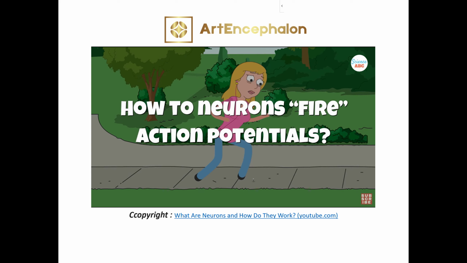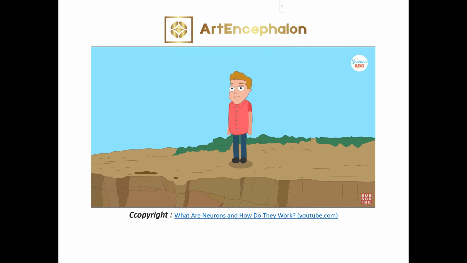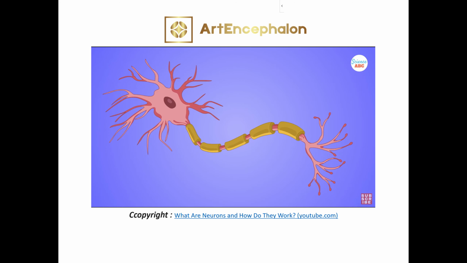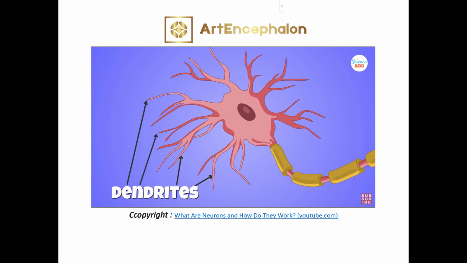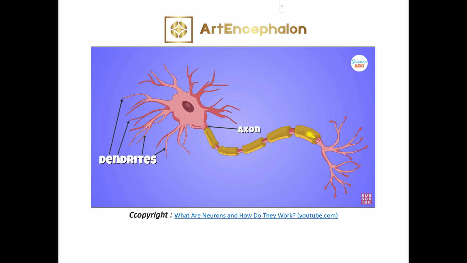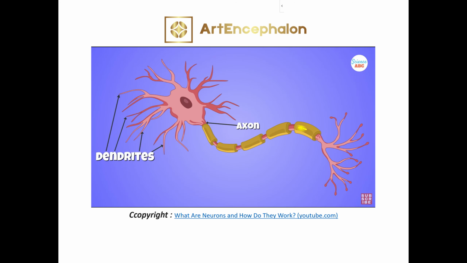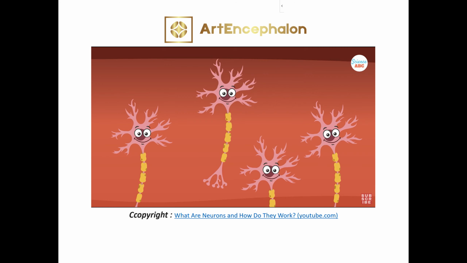So how do neurons send these signals or fire these action potentials? The human brain contains tens of billions of neurons that are connected to each other. Each neuron has a cell body with several branches. The smaller branches, called dendrites, receive signals that come together, and then the total signal is transmitted through the longest branch, the axon. Similar to how a wire carries electricity from a switch to an electric bulb, the axon carries nerve impulses from a cell body to the next cell.